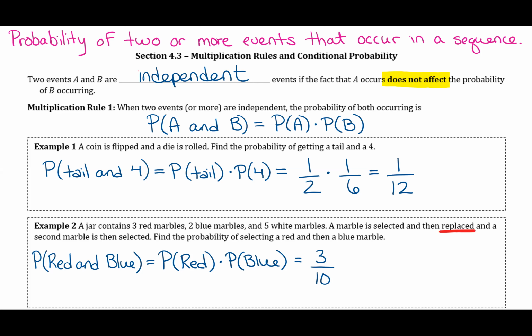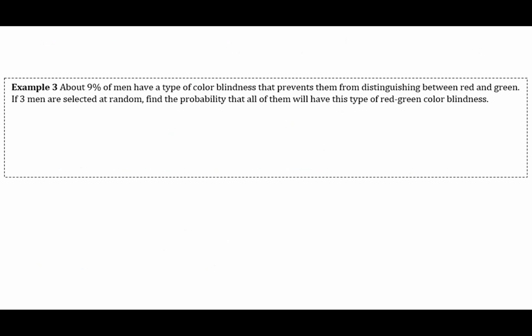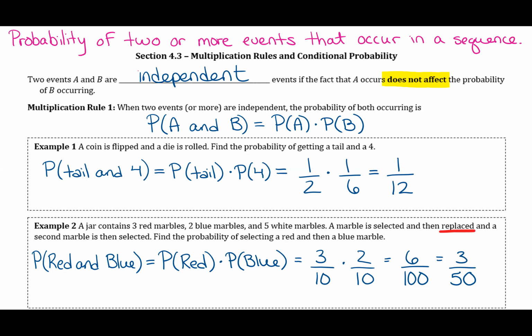So we're putting that red marble back. Essentially now when we go to pick the blue marble, we're starting over fresh. We still have all 10 marbles in the jar, and there are 2 blue ones. So the probability that we get a blue one is 2 out of 10. We multiply those fractions together and we get 6 out of 100 or 3 out of 50. Perfect. And we'll definitely see some examples where it's not replaced, so we will look at how you handle that.